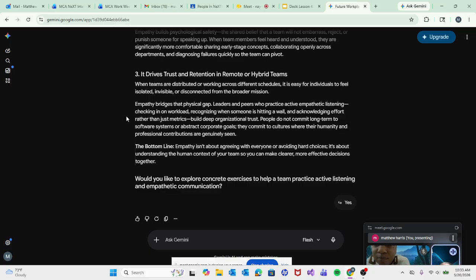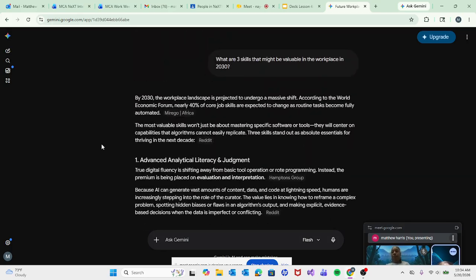Of course, with more people working hybrid and remote, they're already likely to feel isolated, invisible, or disconnected. So, definitely empathy helping to bridge that physical gap. Leaders and peers who practice active, empathetic listening, checking in on workload, recognizing when someone is hitting a wall, and acknowledging effort rather than just metrics build deep organizational trust. And of course, it's usually going to be giving you follow-up questions, things like that.